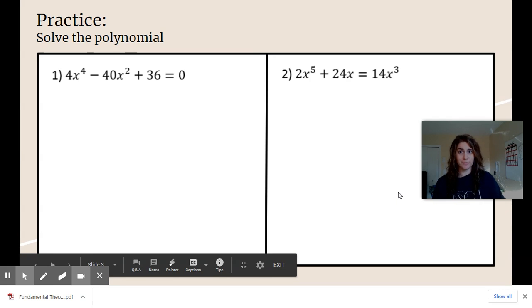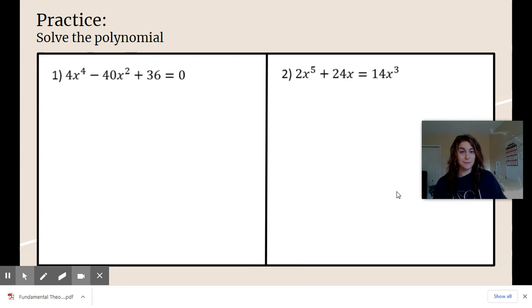Okay, and again, we'll go through some of these ways of factoring and solving in class. Now, real quick with number 2, just make sure you get it equal to 0. You always have to have your polynomials equal to 0 before you can begin factoring and solving. Okay, so that's really important.